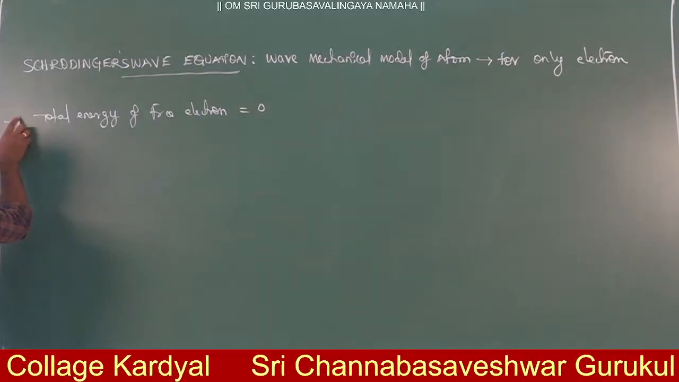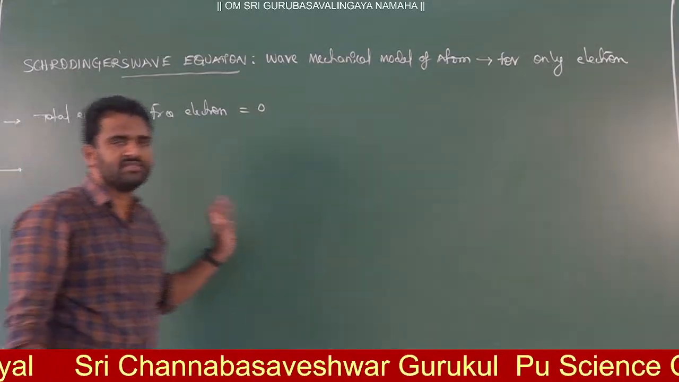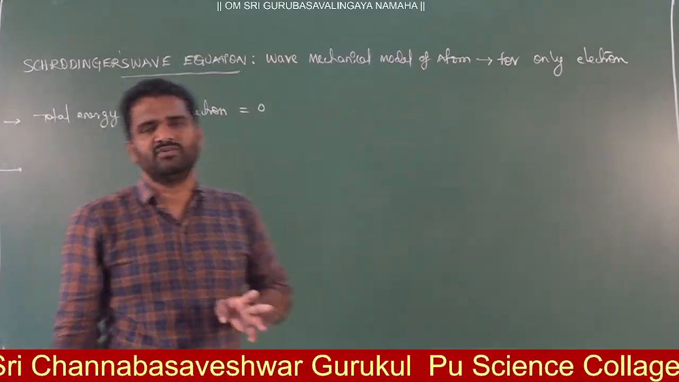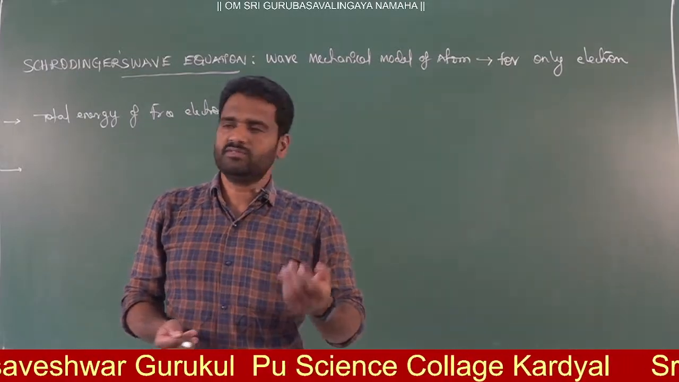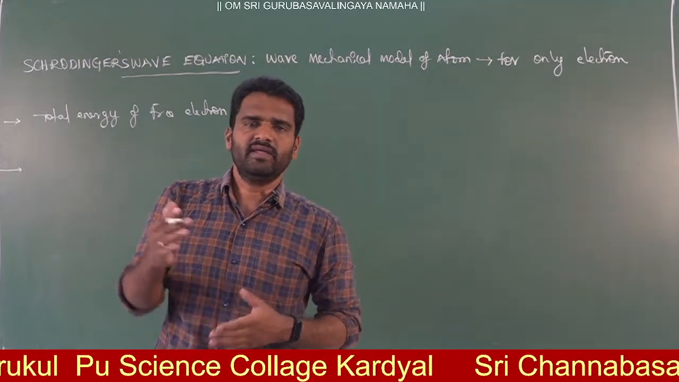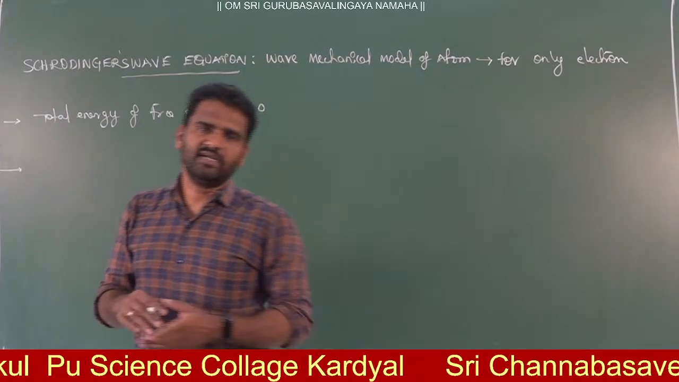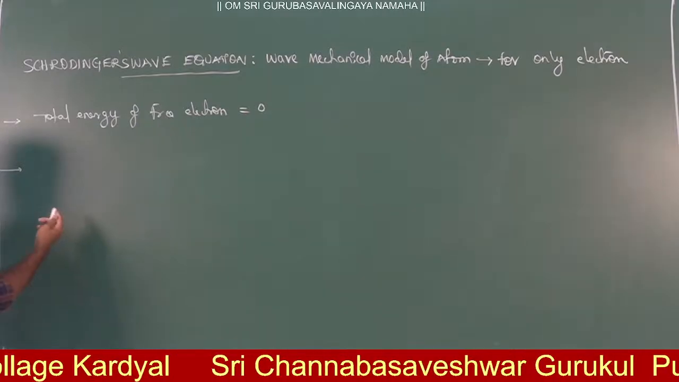Now let me write the equation according to Schrodinger. I think this equation is not given in NCERT, so don't think about this equation, how he proved that the free electron energy will be equal to 0. Don't think about it, because this derivation is very lengthy and not required at your level. Right.